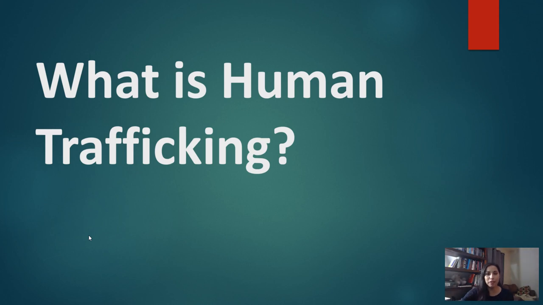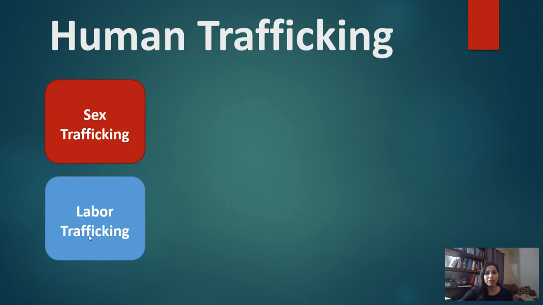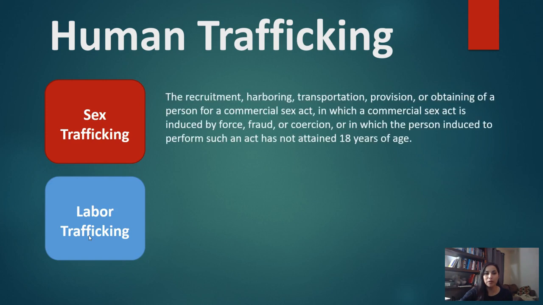Let's start by defining human trafficking. So what is human trafficking? There are actually two types of human trafficking that we'll be talking about today: sex trafficking and labor trafficking. Sex trafficking is the most common, which is the recruitment, harboring, transportation, provision, or obtaining of a person for a commercial sex act, in which that commercial sex act is induced by force, fraud, or coercion, or in which the person induced to perform such an act has not attained 18 years of age.